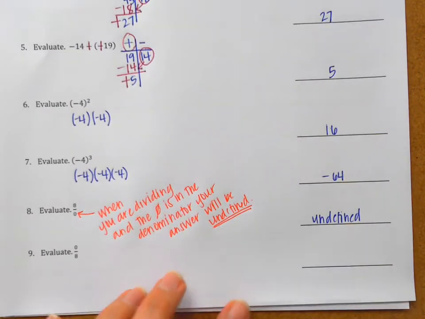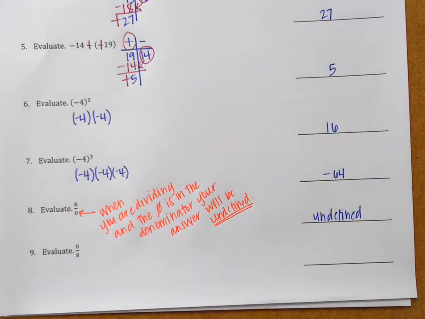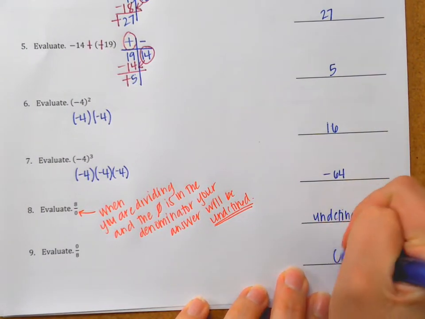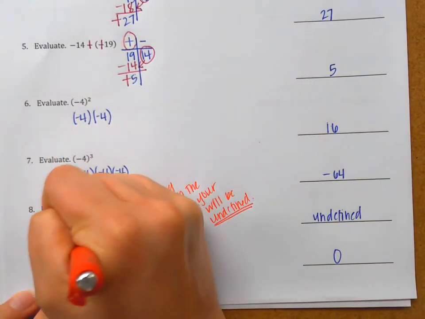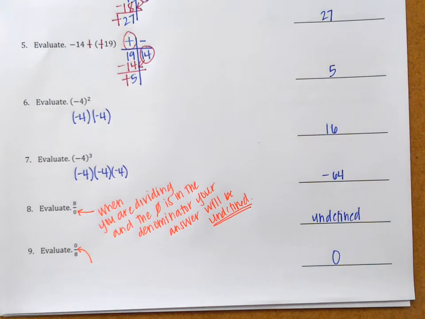Now, when it's on top, so 0 divided by 8, well, if I have 0 pieces of pizza and 8 people, and I'm going to divide it up among those 8 people, if I have 0 slices of pizza, how many slices of pizza are those 8 people going to get? They're going to get 0 slices of pizza. I have no pizza. So that means my answer here is 0. So when you are dividing and 0 is on top, your answer will be 0.